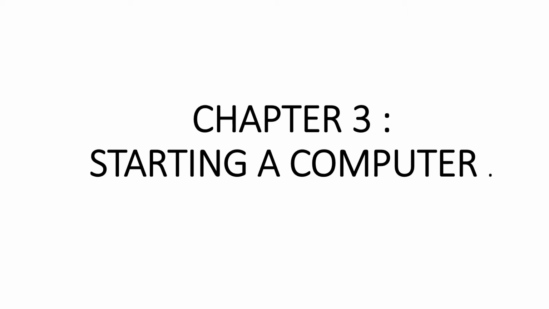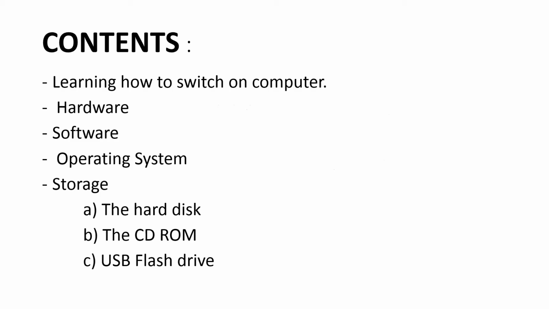So similarly, we will learn how to start a computer, what parts are associated with a computer, and what things are included in a computer. Okay, so let us start quickly. The contents that we are going to cover in this chapter are learning how to switch on a computer, then hardware, software, operating system and storage devices. In storage devices we are going to learn three main storage devices. Fine. So these are the topics that we are going to cover in this chapter.